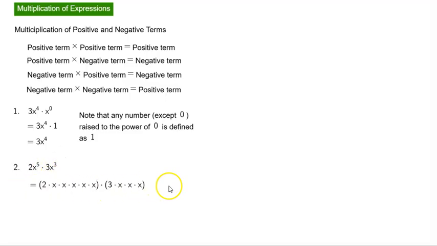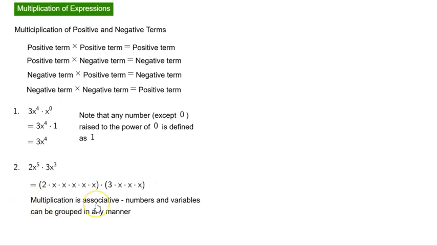2x to the power of 5 times 3x to the power of 3. Now we can expand it out like this: 2 times x times x times x times x times x times 3 times x times x times x. And remember, multiplication is associative. That is, numbers and variables can be grouped in any manner. So we can regroup it as 2 times 3 times x times x times x 8 times, because there are 5 here and 3 here. So which gives us 3 times 2, 6 times x to the power of 8.